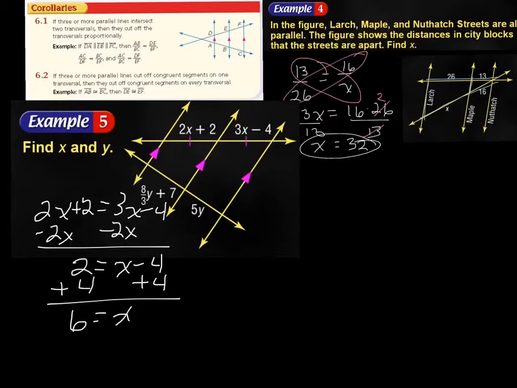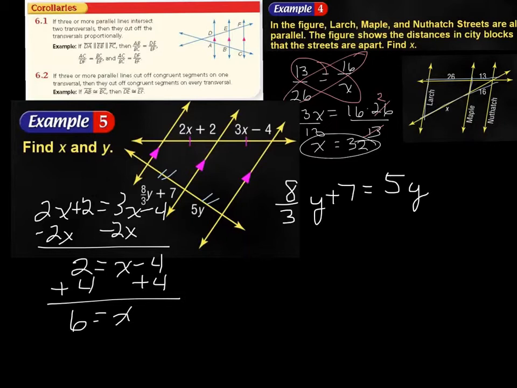Okay, now we need to rely a little bit on our geometry know-how. If these two segments are the same, then because they're cut by transversals cutting parallel lines, then these two segments are also going to be the same as each other. So now we have another little algebra problem to solve. So 8/3 y plus 7 is in fact equal to 5y.